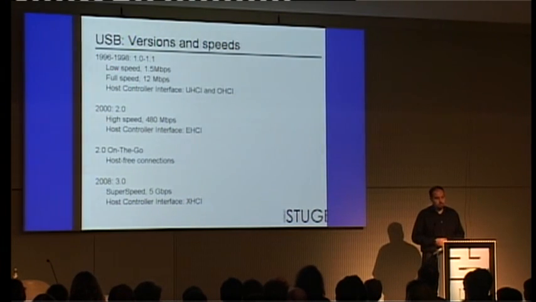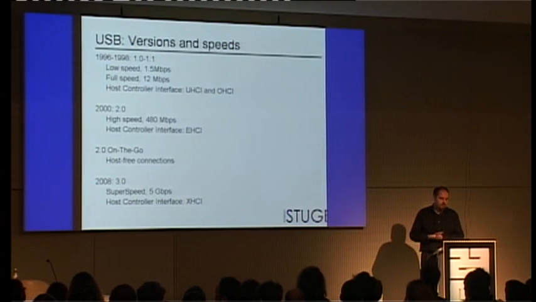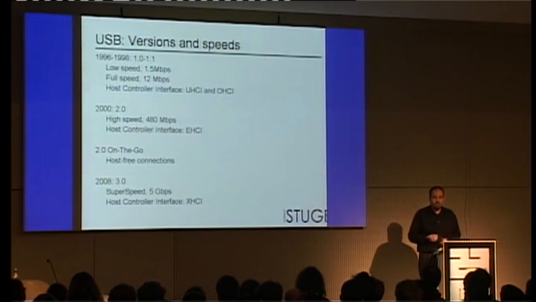So with USB 2.0, there was also the addition of high-speed communication, so 480 megabits per second. I guess this was because FireWire was doing 400 megabits per second, and well, anything new had to be a little bit faster, so 480 is what we got.